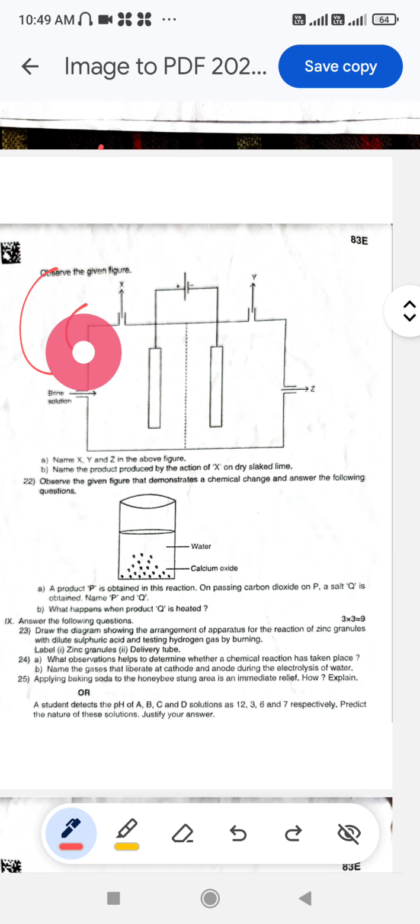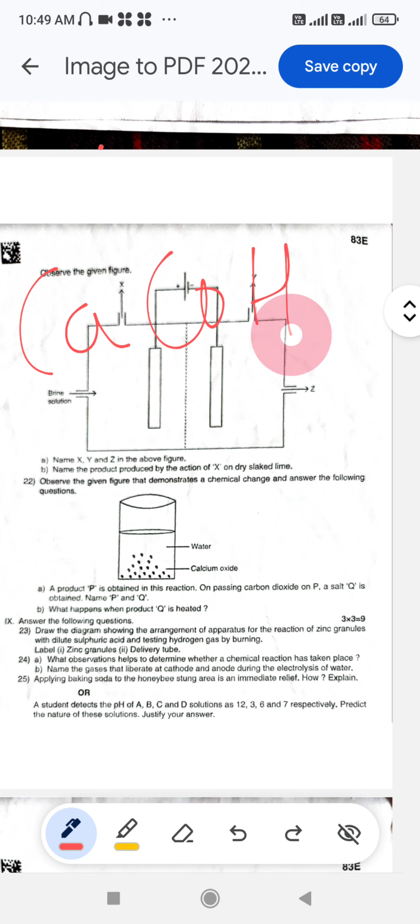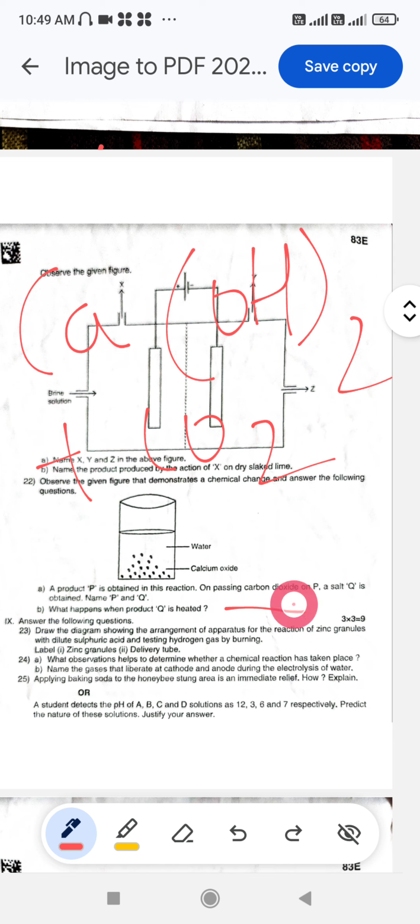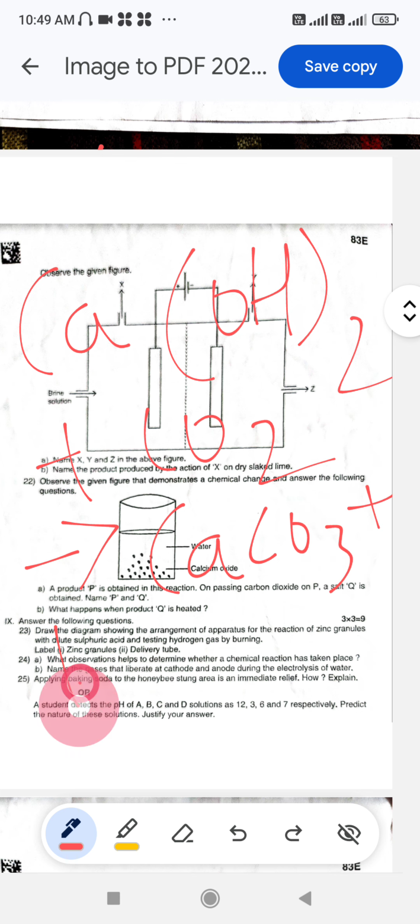Calcium hydroxide is passed through carbon dioxide gas, right? Here they say that on passing carbon dioxide over P, a Q salt is obtained. Which salt is obtained? Okay, so what is that? Q salt means CaCO3 plus water will be released.